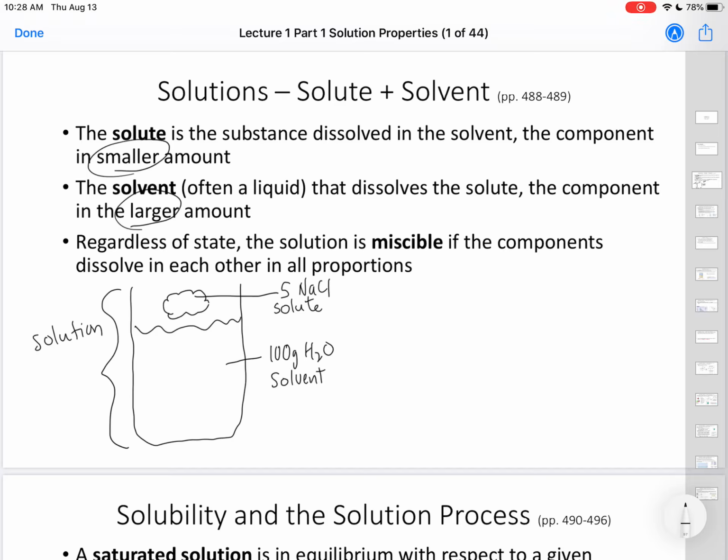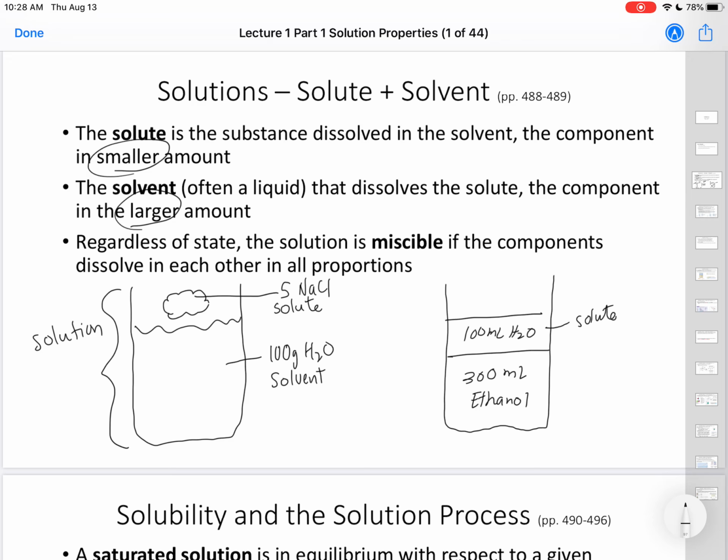And it makes a huge difference what is the solute versus the solvent. Okay? And water does not always have to be the solvent. For example, if you have 300 mL of ethanol, and you have 100 mL of water. In this particular case, the water is going to be your solute because it is the smaller amount, and your ethanol will be your solvent. And all together, when mixed together, you have a solution of water in ethanol.